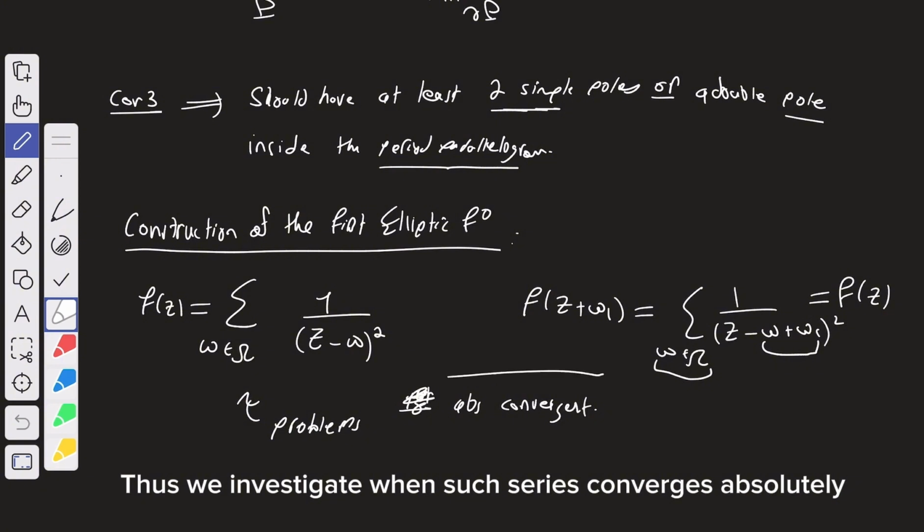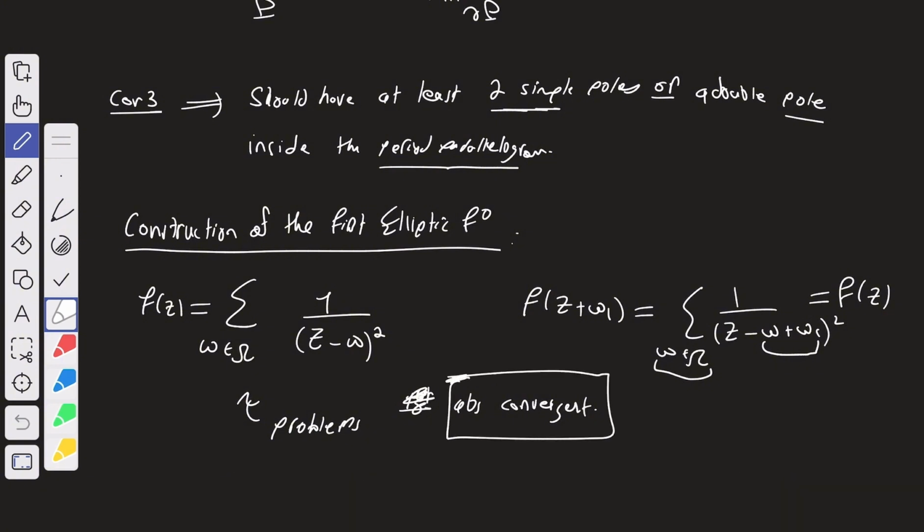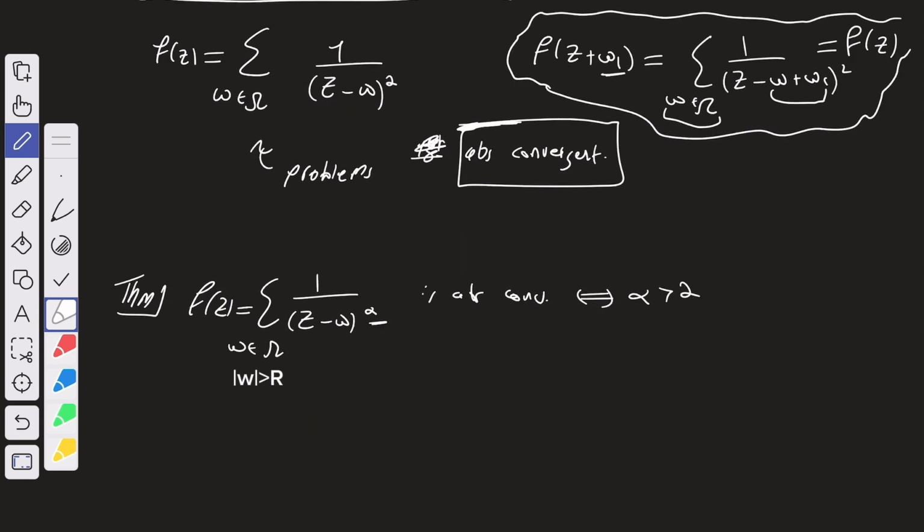So the main problem here is that it's not absolutely convergent. And just to be clear, when we're talking about a lattice, we're fixing two periods, omega 1 and omega 2, that are linearly independent over R, and we're considering the lattice generated by these, just as we defined before.